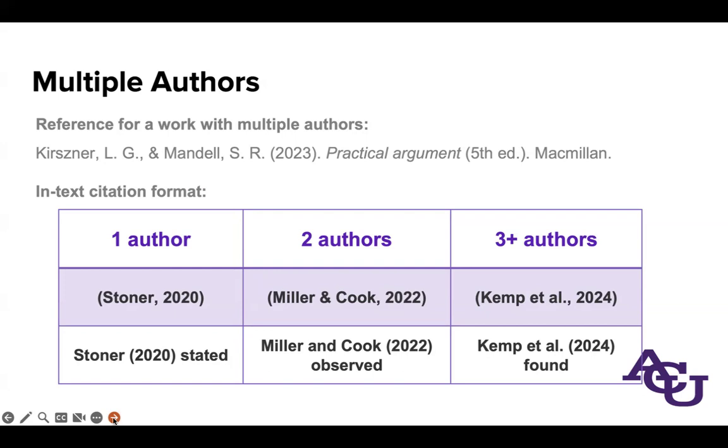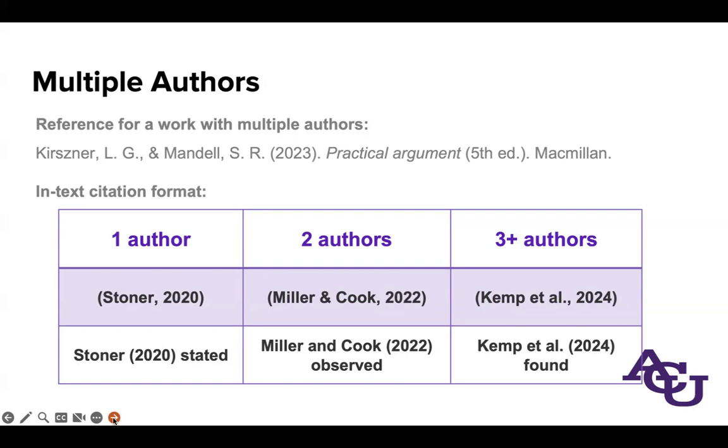If you cite them parenthetically, as in the top box, you would put an ampersand between their names. So I have Miller and Cook with an ampersand, comma 2022. If I wrote Miller and Cook in my sentence, like Miller and Cook 2022 observed, I would write out the word and.